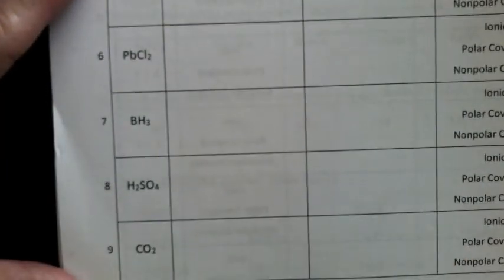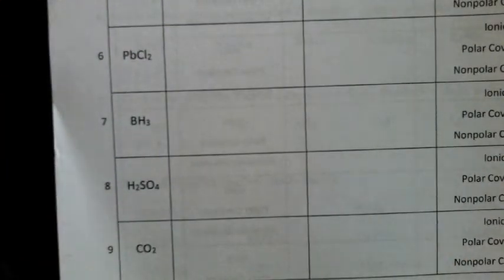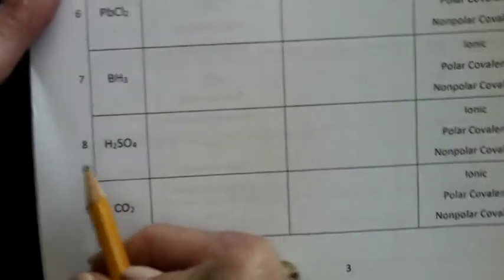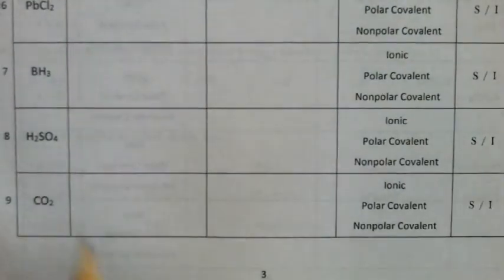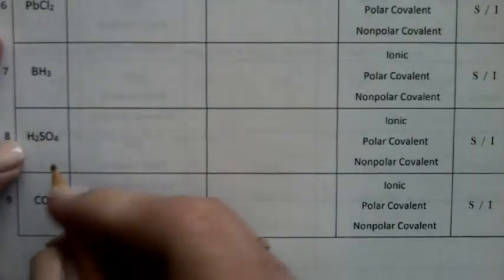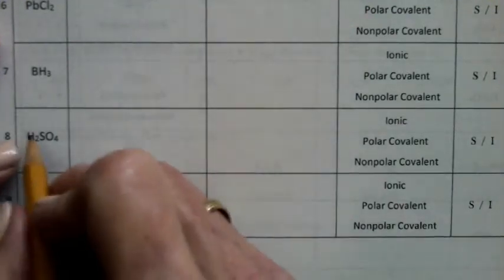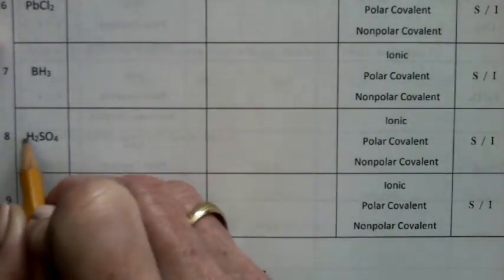Okay, I'm going to do some that are not boring. I'm going to do this one. This one doesn't look boring. So I'm going to do number 8. I'm going to draw this structure. I really should sharpen my pencil, but you're just going to have to be okay with it right now.